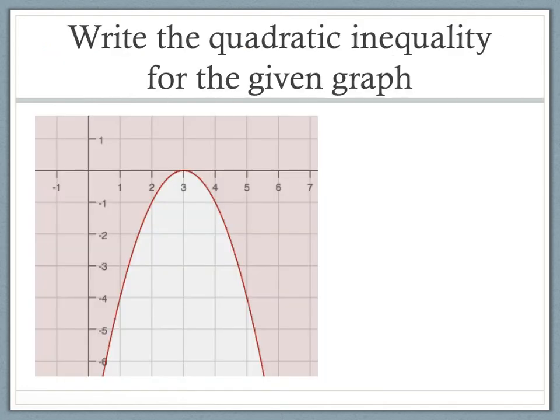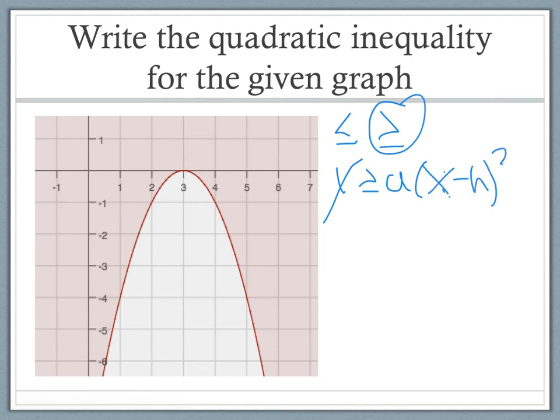All right, so if I take a look at this, we're going to work backwards. Okay, so first thing I need to figure out is what sign to use. Well, it's a solid line, so I know that it's going to be either less than or equal to or greater than or equal to. And then I notice that it is shaded above, so I know I'm going to use the greater than or equal to sign. Okay, so now we're going to do y is greater than or equal to a(x minus h) squared plus k.